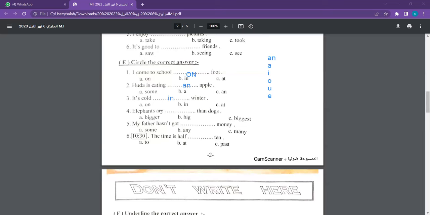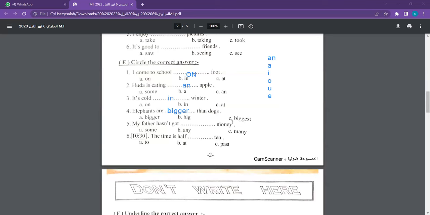Number four, elephants are dash than dogs. If I have than, what does that mean? Bigger, big, biggest. Which one is right? This is a comparison between two things. Therefore, I use than. Elephants are bigger than dogs. Elephants are big than dogs. Elephants are the biggest than dogs. Which one is right? Bigger, yes. I put ER when I have a comparison between two things. That is good. Okay.